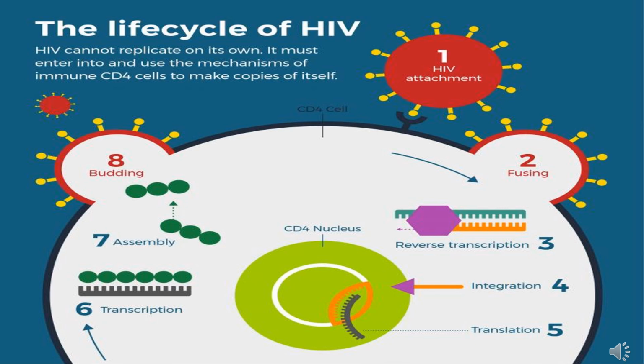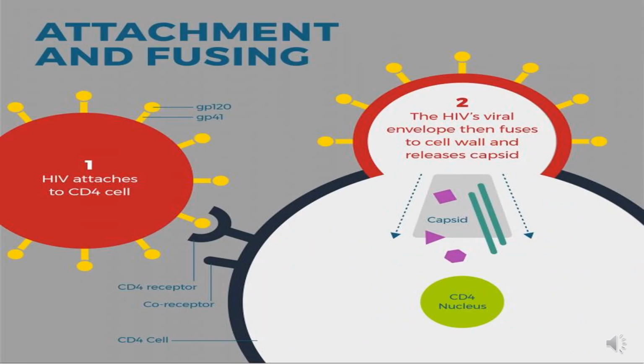As you can see in the picture, the life cycle of HIV is described in various stages. I am going to discuss each stage. At first, the attachment and entry of HIV take place. The process of producing new viruses begins when HIV gains entry into a cell. This process happens in two stages, attachment and fusion.